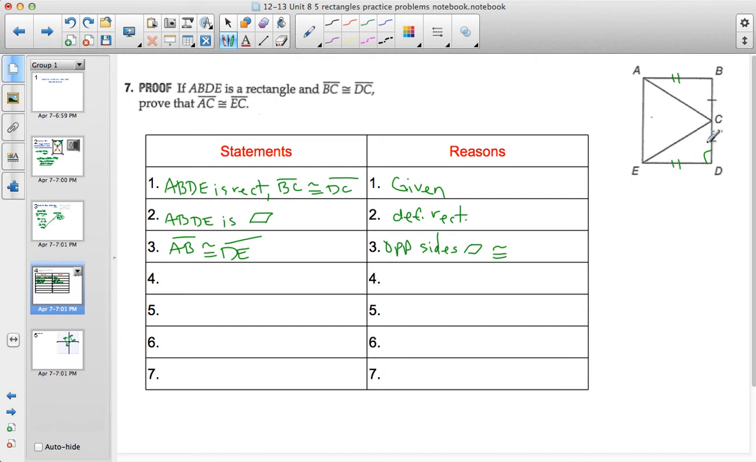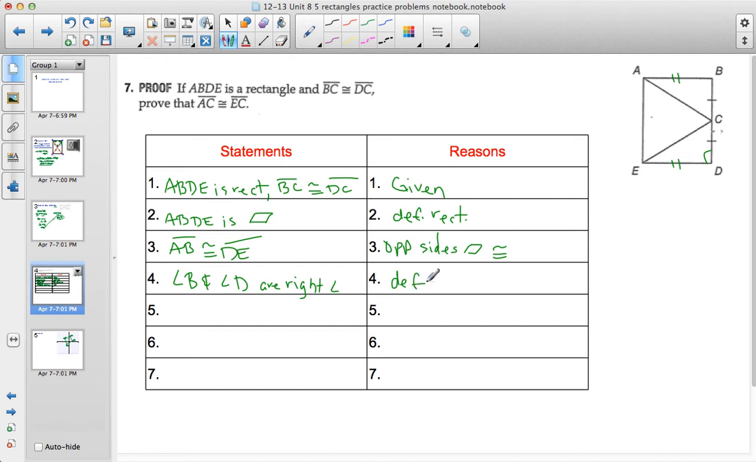Next, I'm going to say that angle B is congruent to angle D. Whoops, I'm sorry, I need to say one more thing first. I forgot about that. Angle B, while that is true, I need to make another statement first. Angle B and angle D are right angles. Okay, and that's also from the definition of a rectangle, that all 4 angles are going to be right angles.